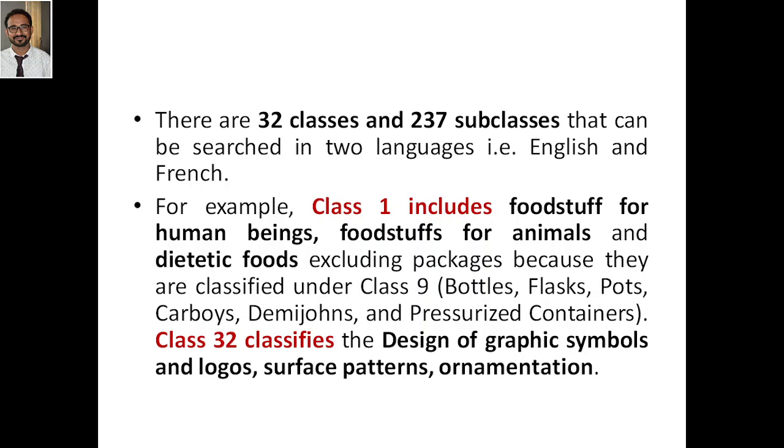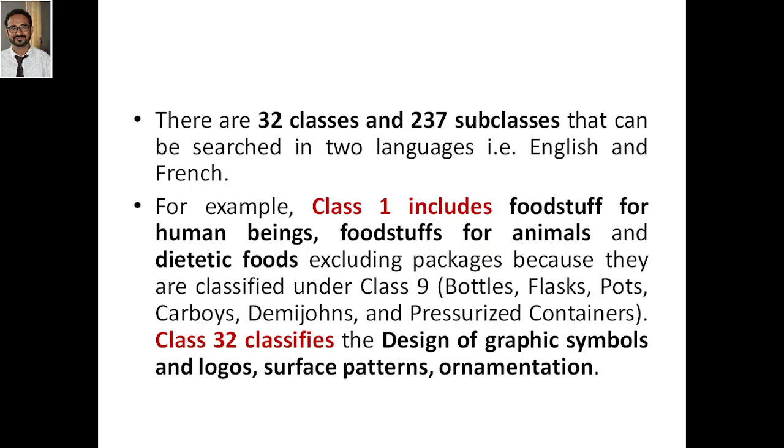So, for example, out of the 32 classes, we are having class 1. We'll give two examples, like what we did for copyrights. Class 1 includes foodstuff for human beings, foodstuffs for animals, and dietetic foods. These all three come under the class 1 category. What is excluded here? The packages, because you cannot include the packages. For example, the kurkure or the chips you eat come in a package, or I can say a packet, and that comes under class 9.